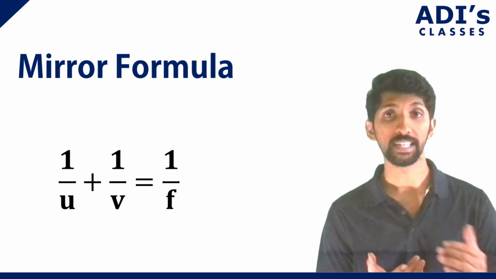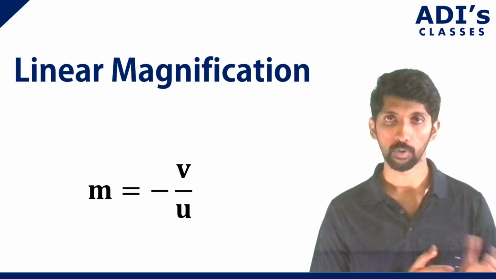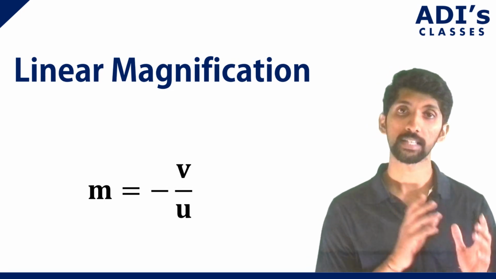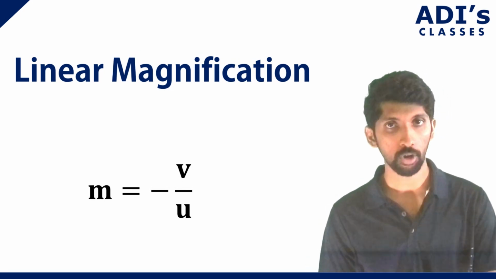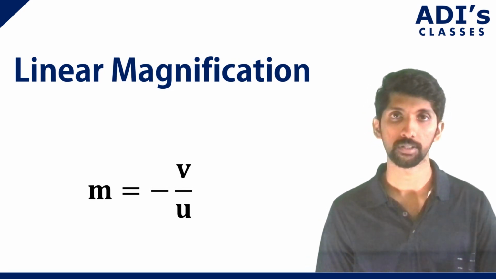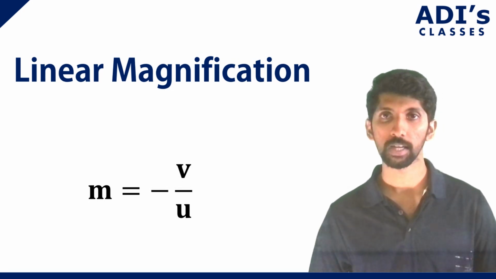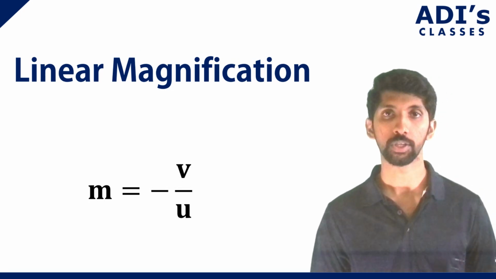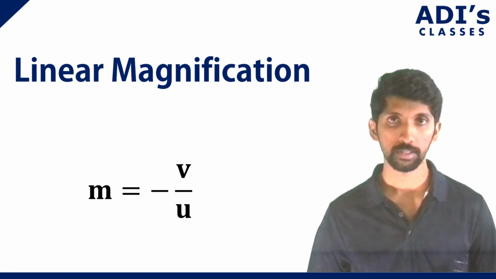Then we moved on to linear magnification. Whatever the magnification, that is the ratio of the size of the image to the size of the object. That was the magnification. So under that we have linear magnification M is equal to minus V divided by U. This was the formula, right?